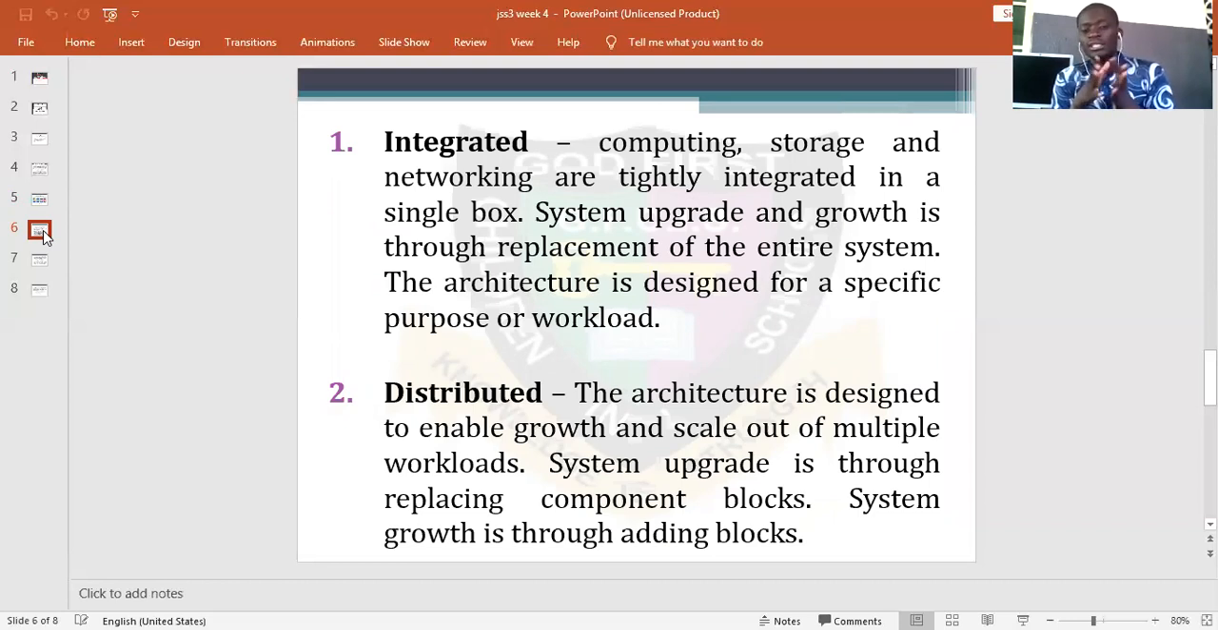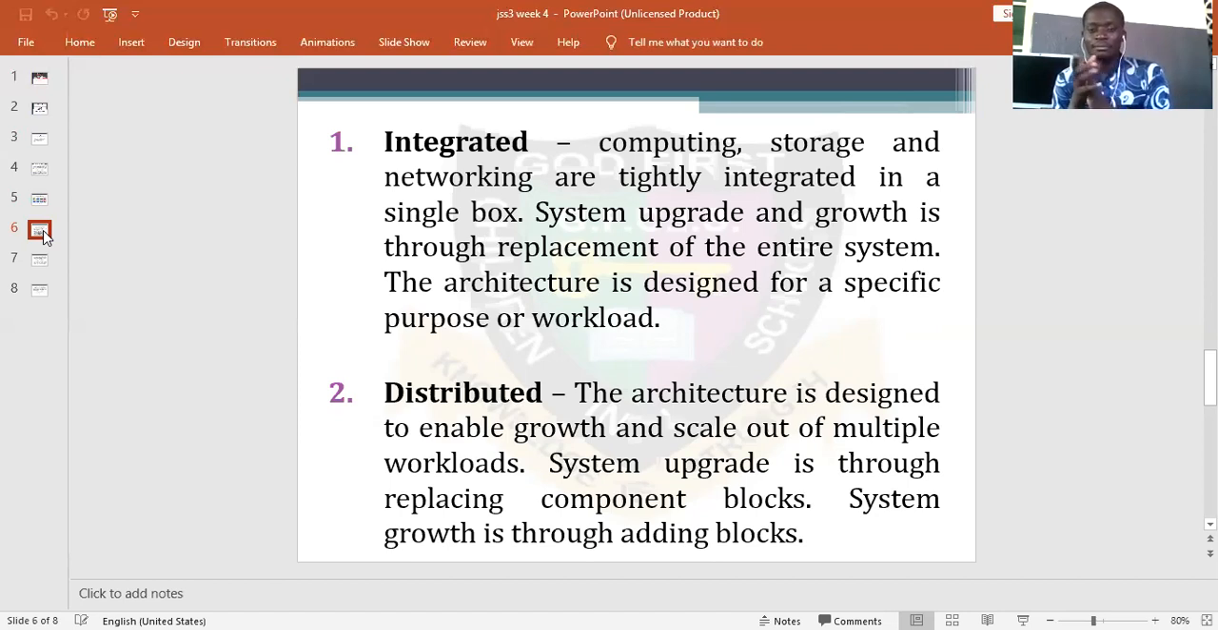Now, when we talk about integrated system architecture, we are saying in this kind of architecture, every part is being fixed permanently together on the board. They are tightly connected together. They are being fixed, they are being joined together on the board. And that implies that they are for specific work, for specific things.